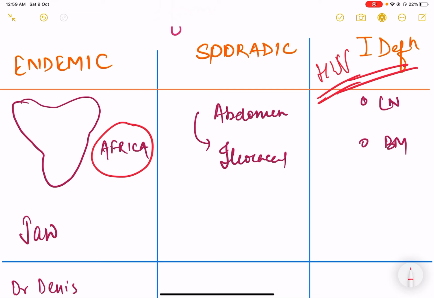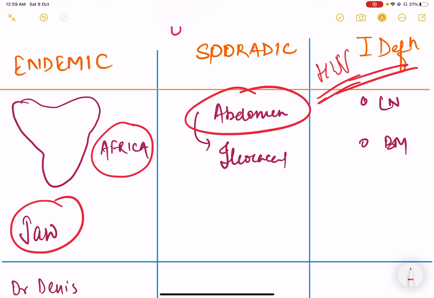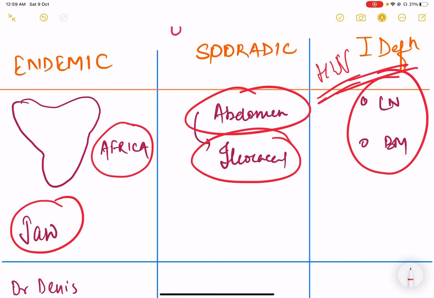Now, where does it occur? Most important, the site of this lymphoma. Endemic tends to occur in the jaw. Sporadic occurs mostly in the abdominal lymph nodes. The most common site is ileocecal, while the immunodeficiency one can involve both the lymph nodes and bone marrow.